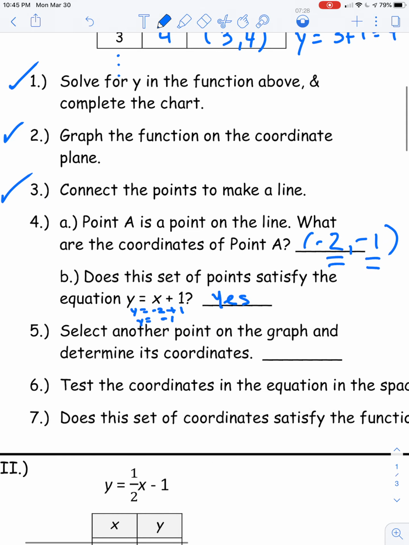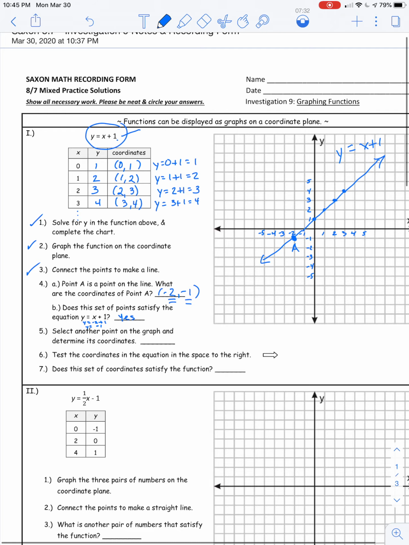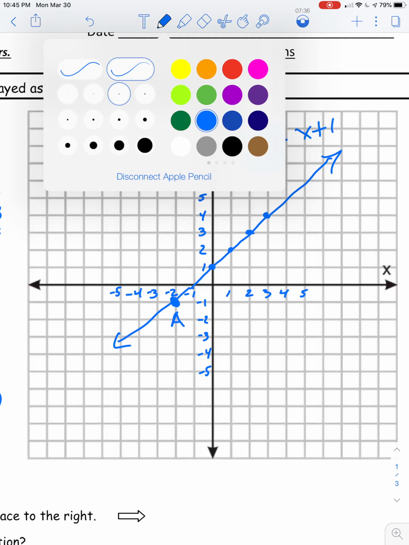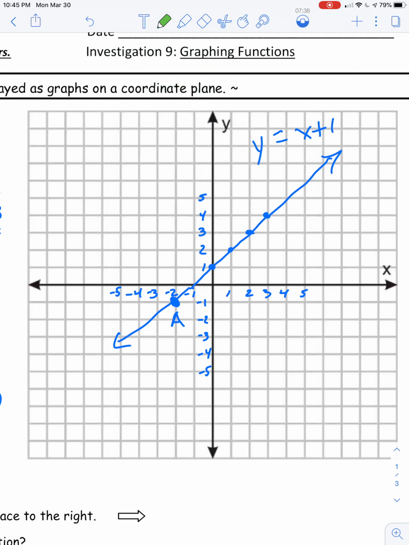Okay, number 5, we want to select another point on the graph and determine its coordinates. So now you're going to look at this line and you're going to determine where it looks like the line is passing through. So I see a couple of places. It looks like here, looks like here, looks like here. If I had this drawn better, it would look like one here, right? So you can see that it appears that the line is passing through where these points I'm drawing in are placed. But I can't trust that.